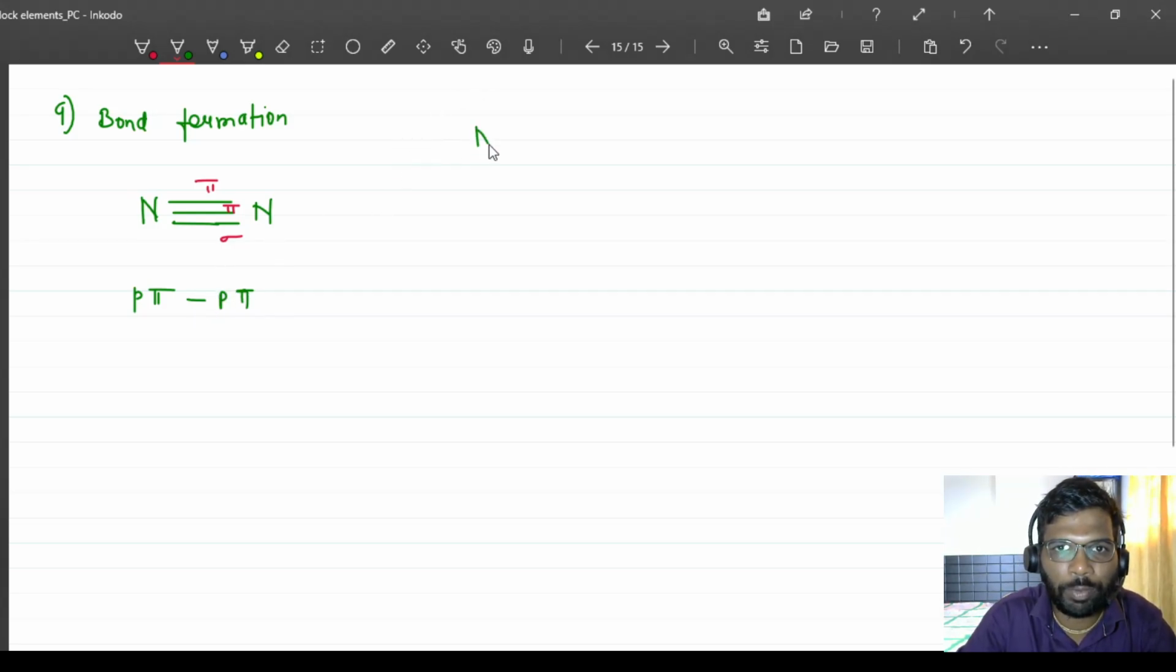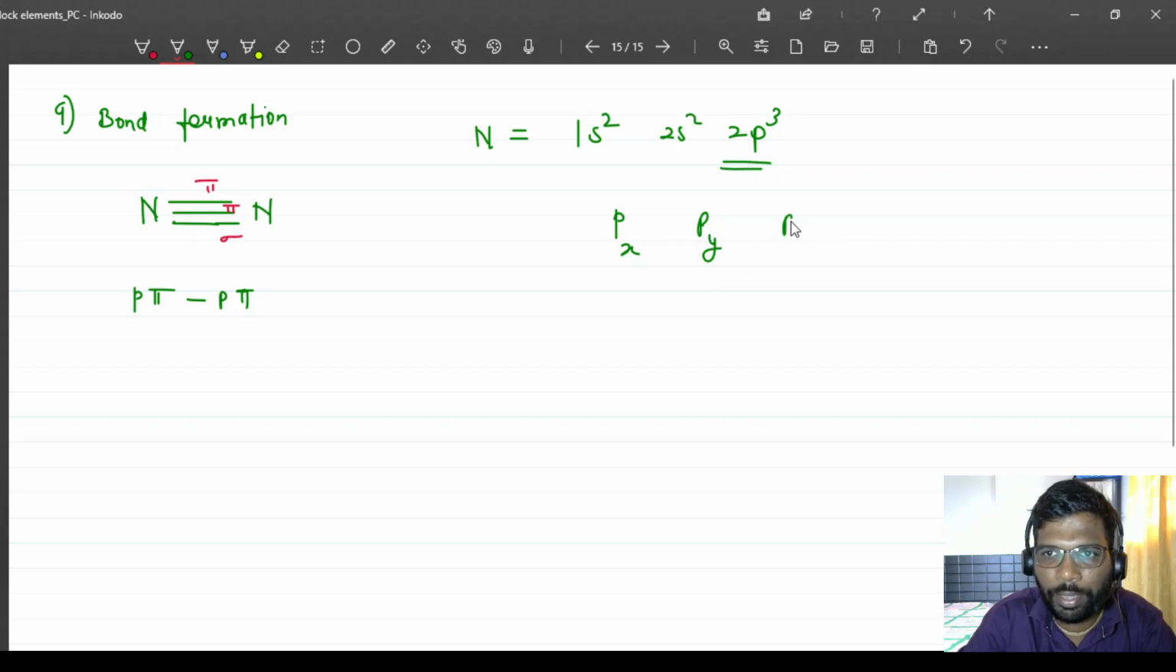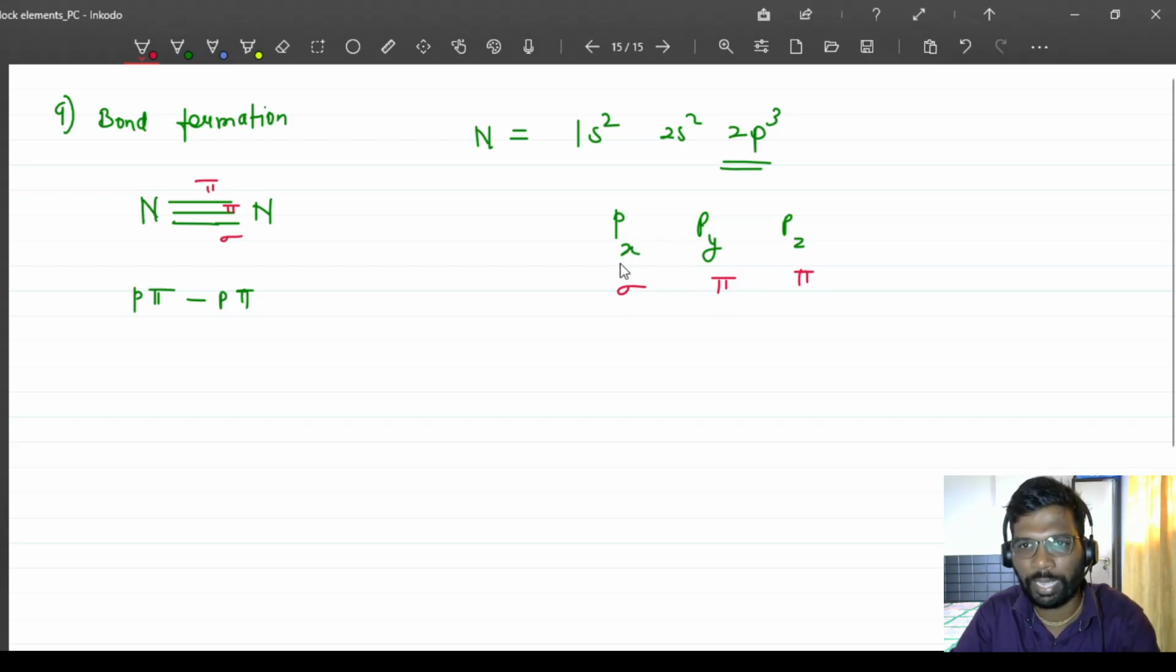If I write the electronic configuration, nitrogen's electronic configuration is 1s2, 2s2, and 2p3. These are the three outermost electrons in the p, which will occupy px, py, and pz. Whenever it is along the x-axis, along the internuclear axis, one of the bonds is going to form a sigma bond. This is pi, and this is another pi.